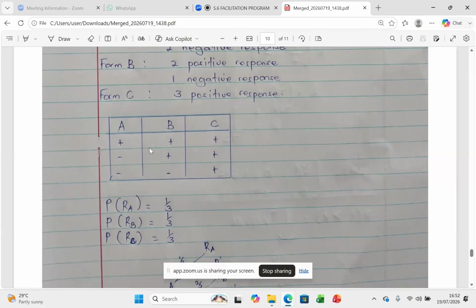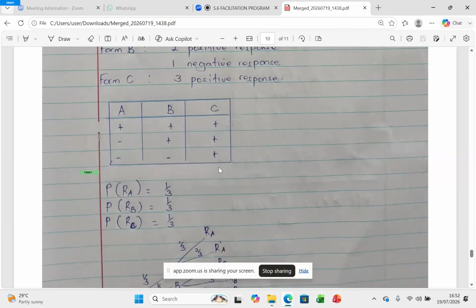So from the table, if you observe in B, we have 2 positives. So that's where the 2 out of 3 comes from, because the total responses are 3. Then for C, all of them are positive, so it will be 3 out of 3.